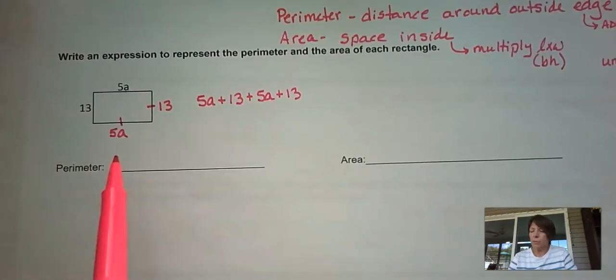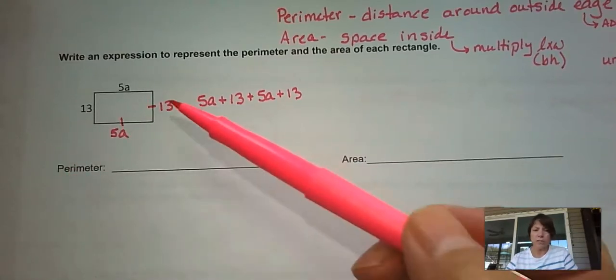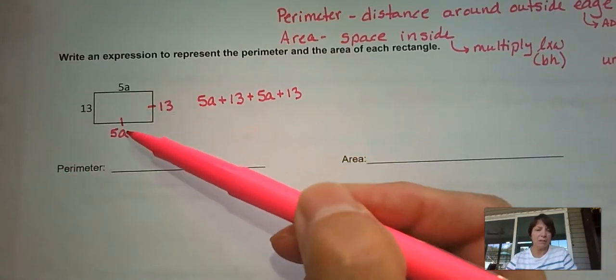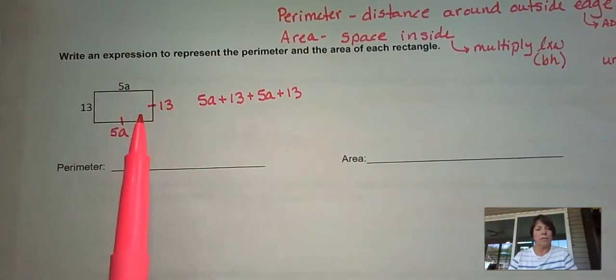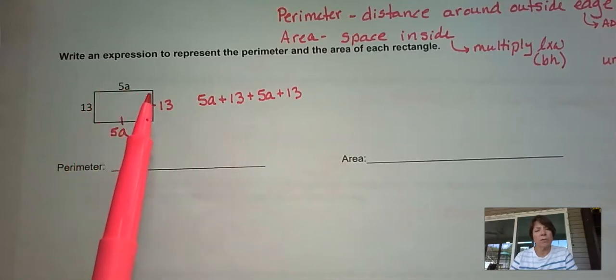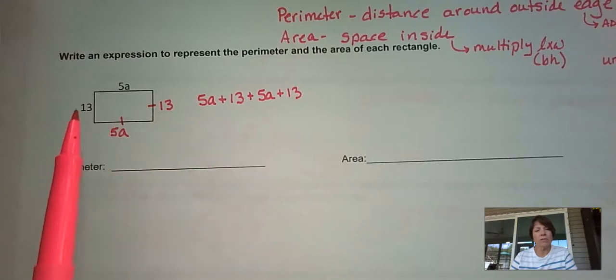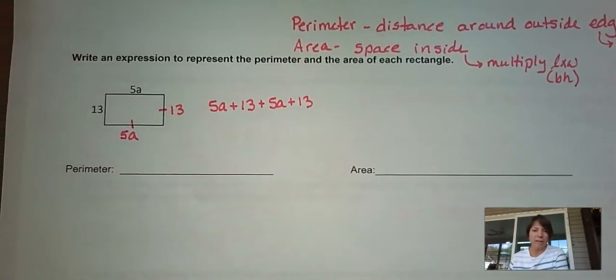Alright, so to find the perimeter of our first shape here, we need to remember something that's true about rectangles, and that is that opposite sides are equal. So we're going to know that the side opposite 5a is equal to 5a, and the side opposite 13 is equal to 13. So to find our perimeter of this shape, it would be 5a plus 13 plus 5a plus 13. Now, we're not going to leave it like that, though, because we can simplify this. We can combine like terms.